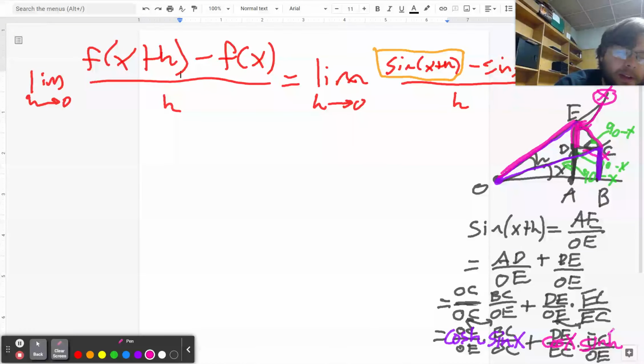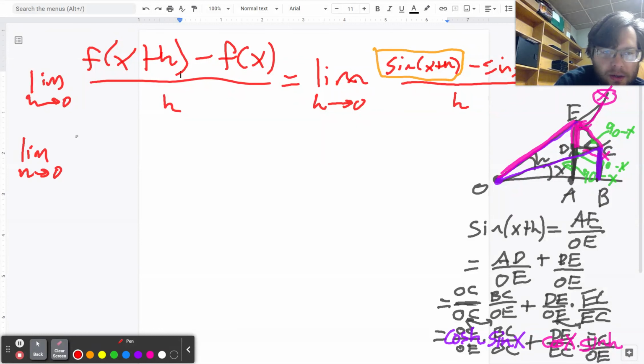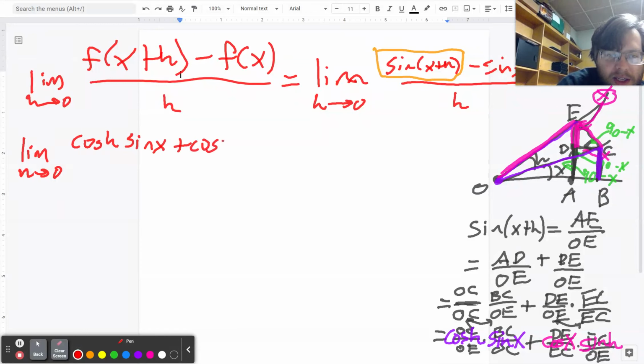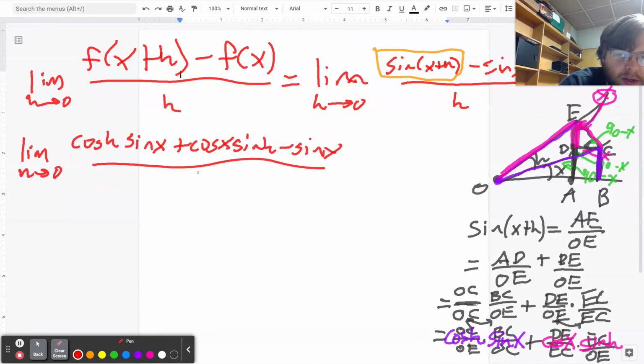So now we have our formula. So we can use that to continue. Remember, our original goal was to find the derivative. So we're going to continue with that. Limit as H approaches 0. So now we know we can write it as cosine H sine X plus cosine X sine H minus sine X all over H. I'm going to split this up into two different pieces and distribute the limit to each of them. So the two different pieces look like this.